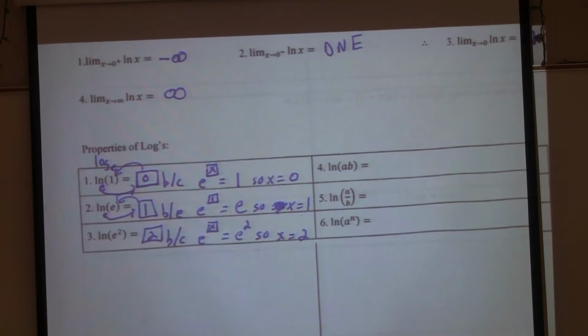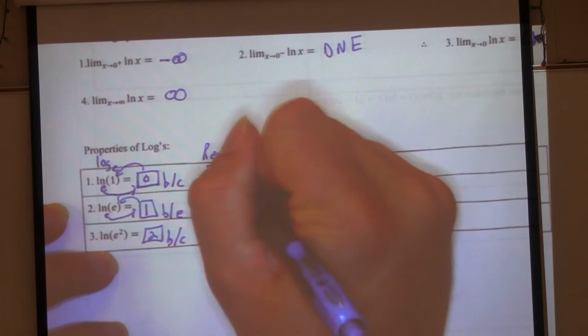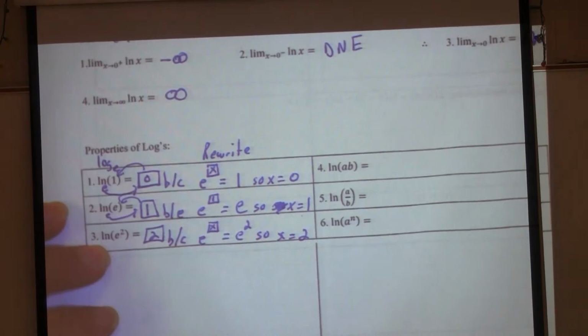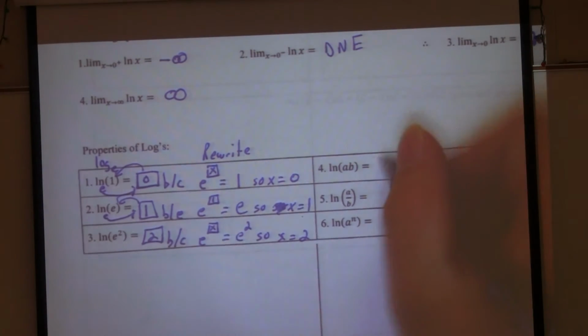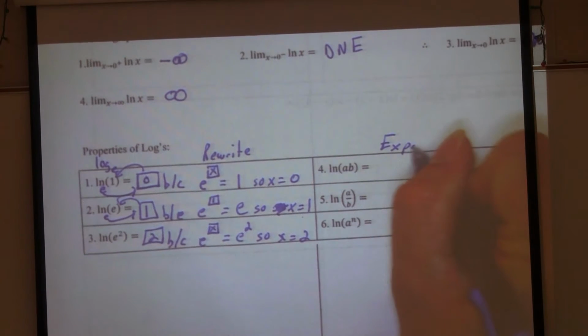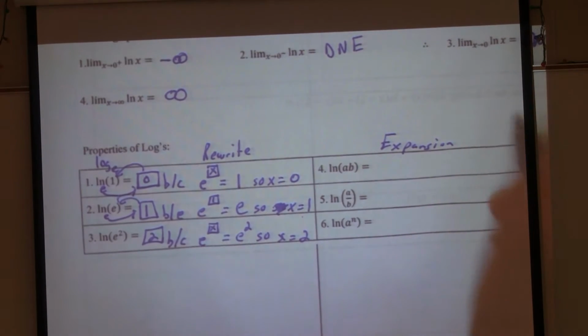Cool? Yeah. So what we did here was we rewrote it in exponential form to try to understand. Over here what we're going to do is practice the expansion properties.